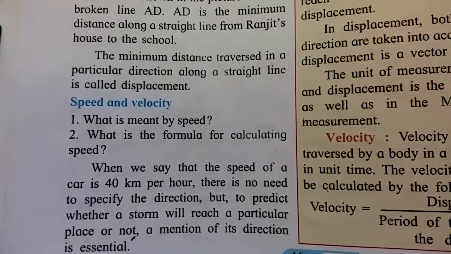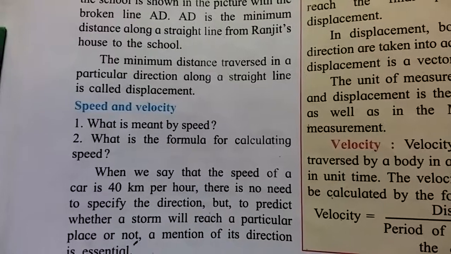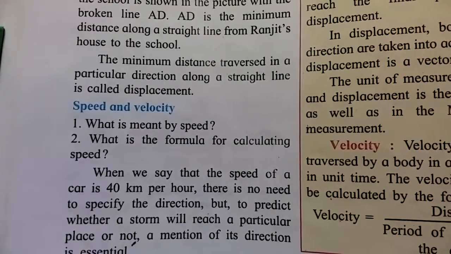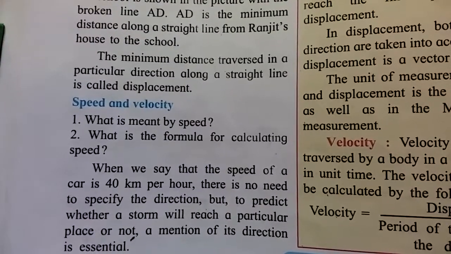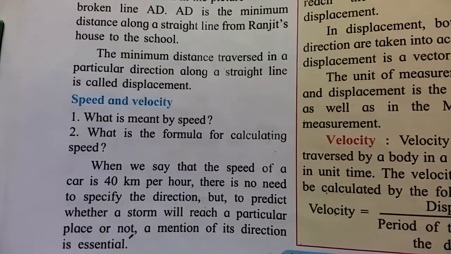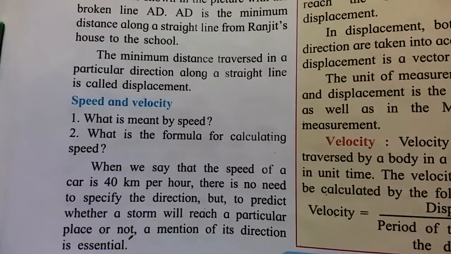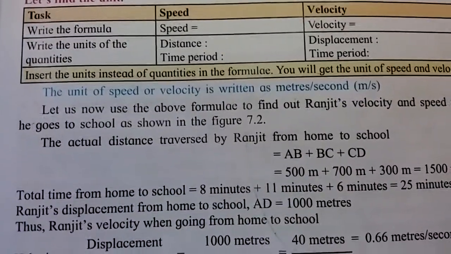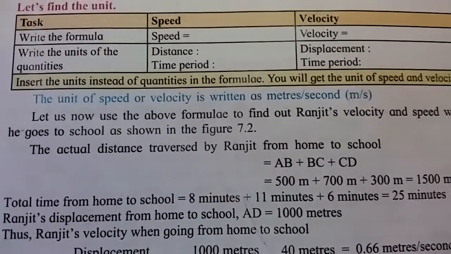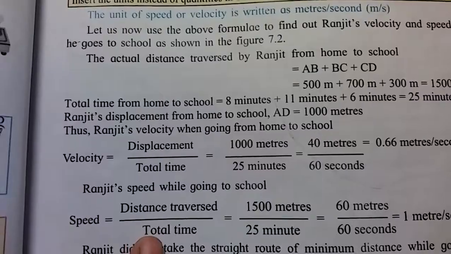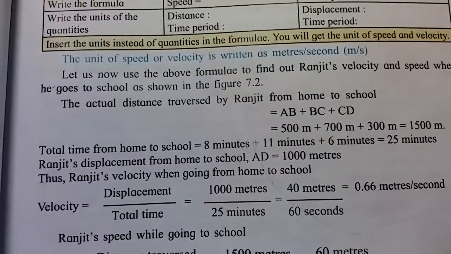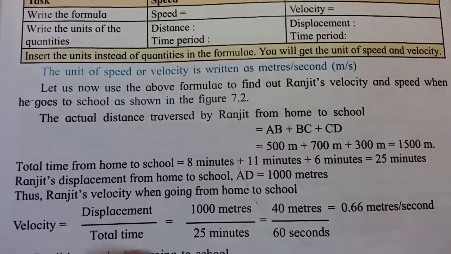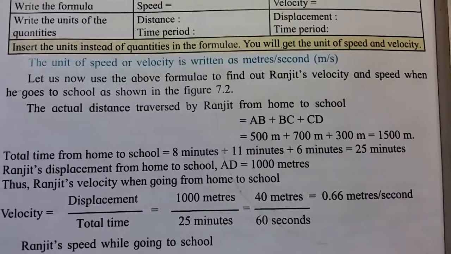When we say that the speed of a car is 40 km per hour, there is no need to specify the direction, but whether a storm will reach a particular place or not, a mention of its direction is essential. Here one chart is given. Write the formula. Speed, velocity. Now see, the formula of speed is distance traveled divided by total time, and the formula of velocity is displacement divided by total time.